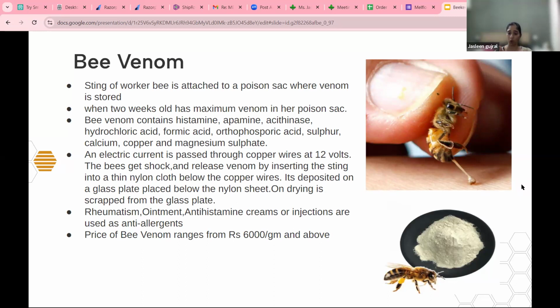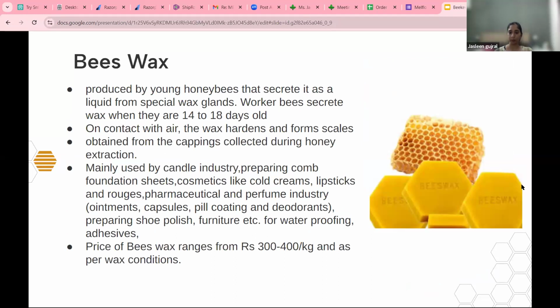So bee venom is very costly in the market, but it's very difficult to extract it. Then beeswax. Beeswax is basically secreted from the glands of the bees, which is used to make their hives. Whenever they are 14 to 18 days old, they secrete this wax, which is initially in liquid form, and once it gets in touch with the air, it becomes hard. So it is produced by the young honeybees, and it is secreted when they are 14 to 18 days old.